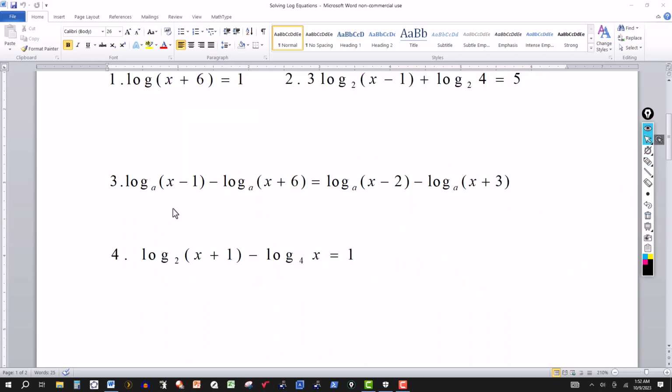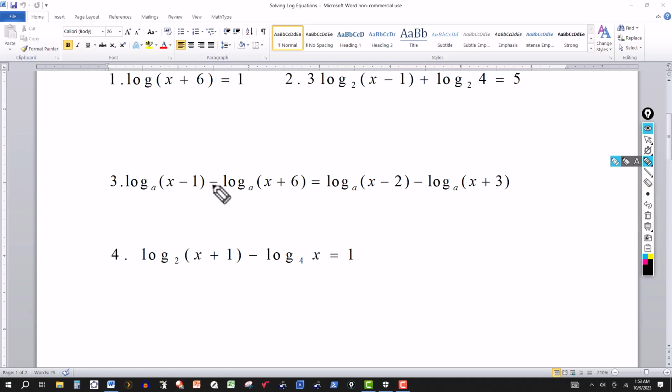Now for number 3, notice the base is a, so it's not given. So that means you don't need the base. It could be any base, 2, 3, 4. It's still going to work. So like I said, normally when you're solving an equation, it's easier if you have just a single log. So using the properties, in most cases you can write it as a single log.